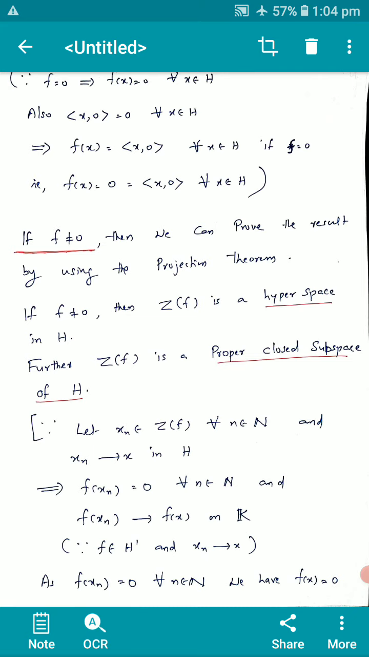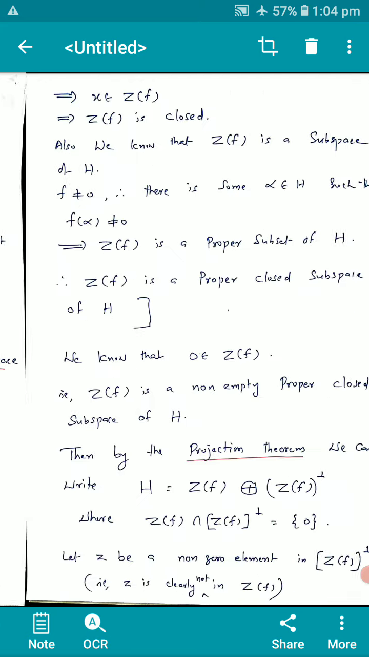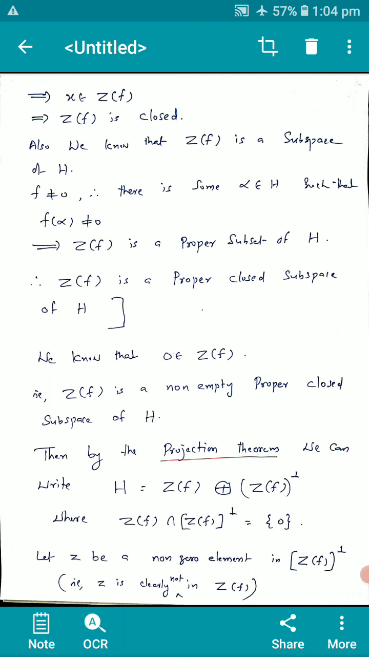But we have taken f of x equal to 0 for all x in Z of f. So what do you get? F of x equal to 0. What does it mean? X is an element of Z of f, or Z of f is now closed. It is a subspace of H.